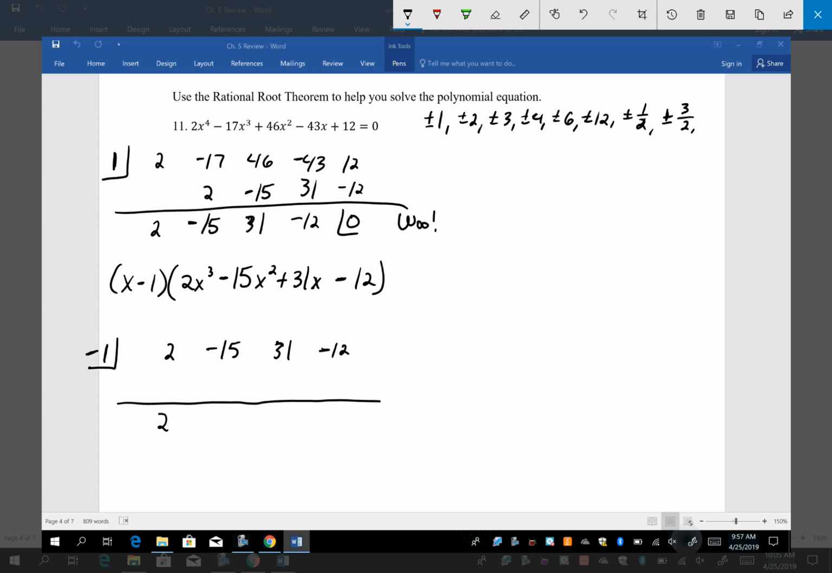2 times -1, -2, -17 times -1 is 17. That's going to be 48, I think. And -48, ooh, that's -60. No dice. So -1 didn't work. So now I'm going to what number? Positive 2. I have to go positives first. Positive 2. I'm going to move over here.